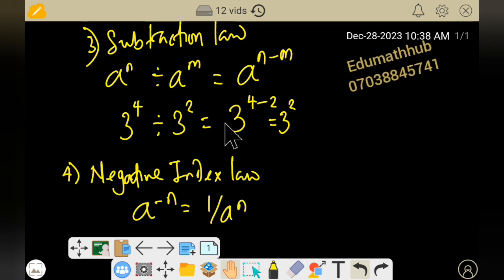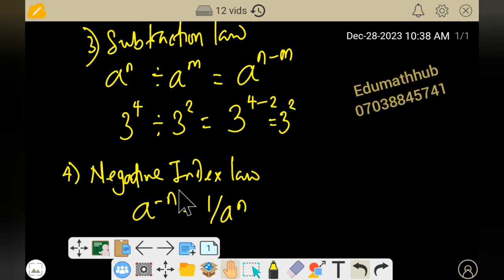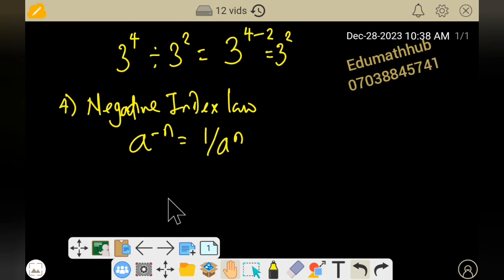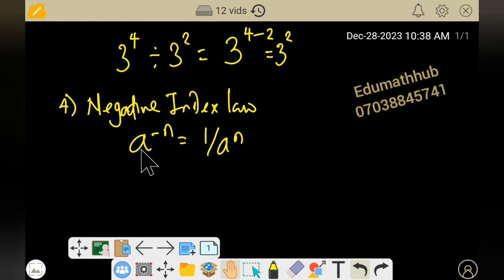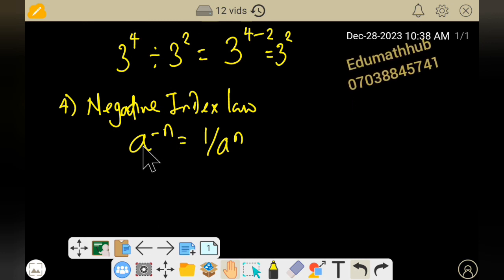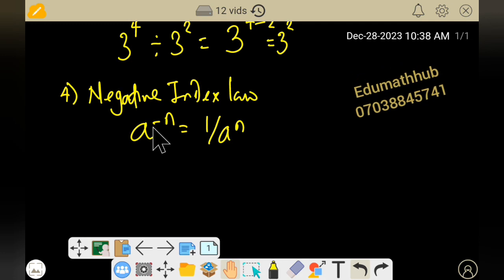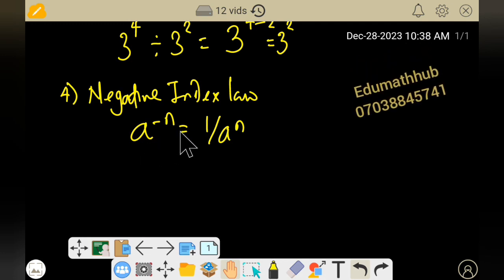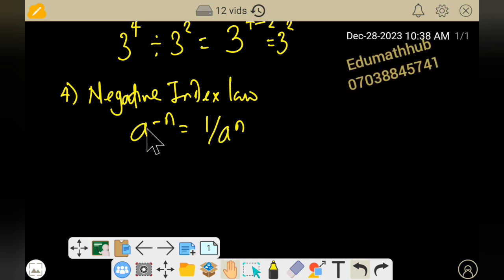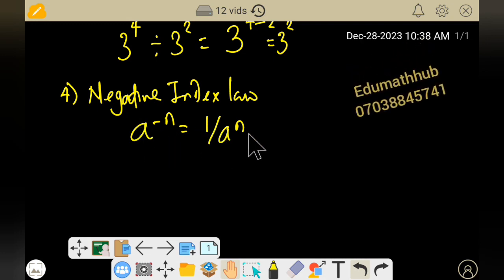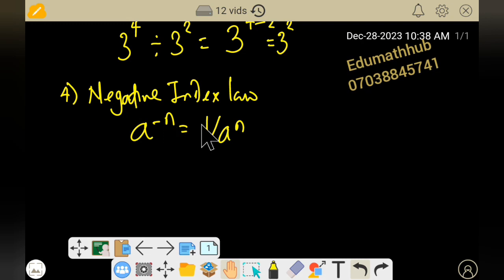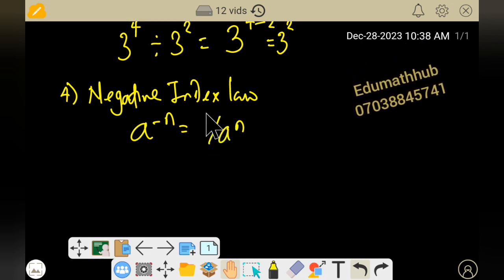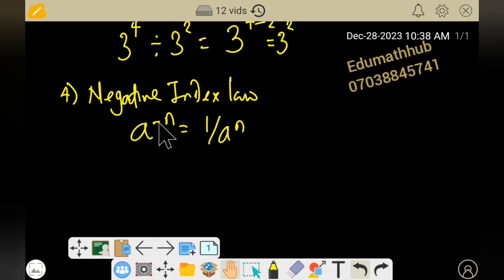It's very simple. This law is saying that when you have a base raised to a negative power, you can see the base is a, and it has been raised to a negative power of n. So you have a raised to the power minus n. What you should do is take the inverse of the base, then write the value of n there. Just write 1 over, and once you write 1, this negative sign will disappear.